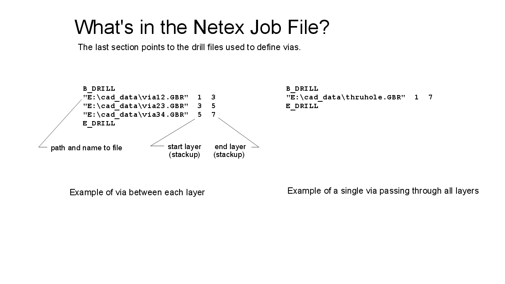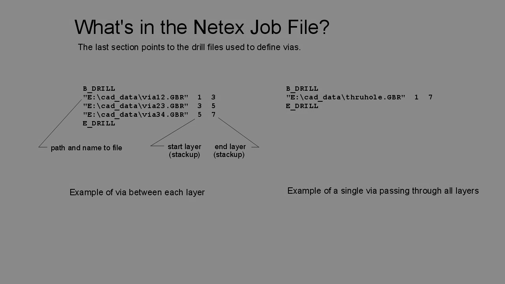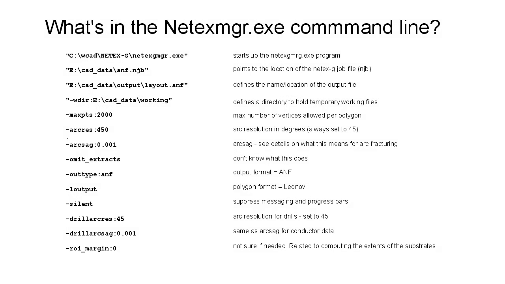And now we'll look at the command line. So the command line is fairly long, and it has various directives to run the conversion. I won't go in detail because they're documented separately, but let's just look real quick. Of course, you have to start the NETEX Manager. Then you have to point it to the job file you just created. Then you have to also tell it where you want the output to go. And finally, you tell it where it can store its temporary files, which will be erased when things are done.